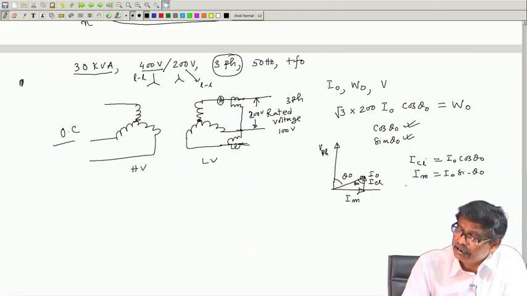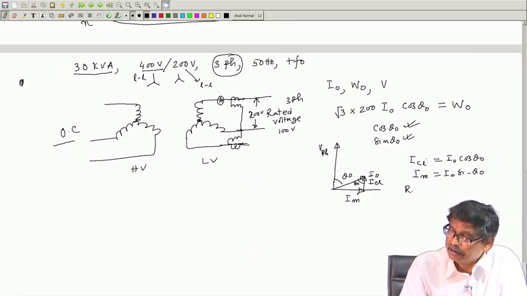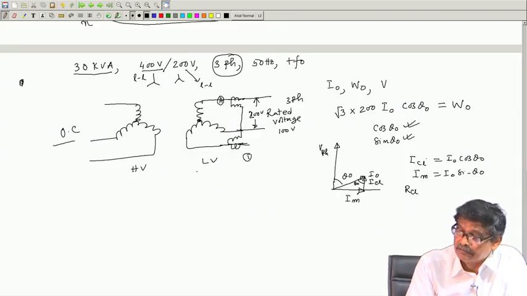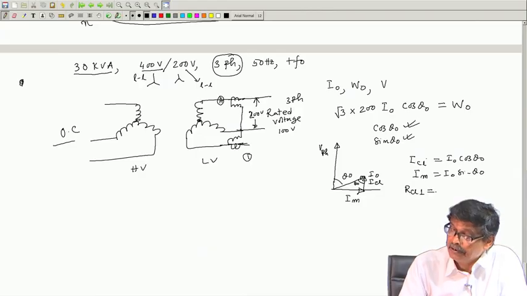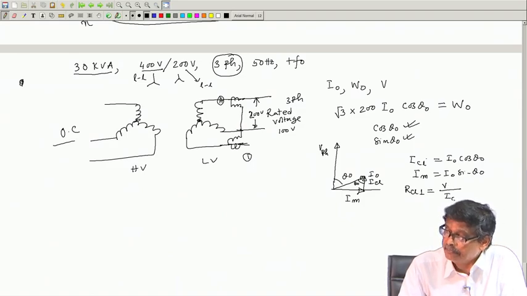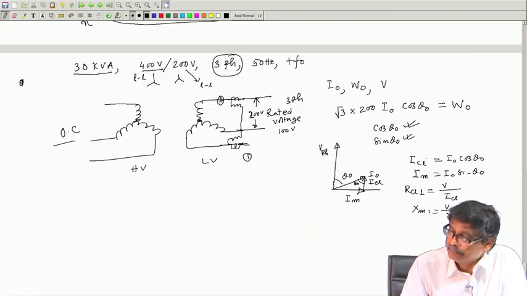And once you do that, you will be able to calculate RCL 1. Suppose you say the LV side is 1. So, RCL 1 will be the applied voltage V divided by ICL, and XM 1 will be equal to V by IM. That is all.